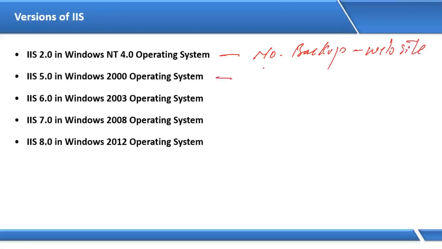But from 2000, Microsoft has given a backup option. But this backup is a manual backup. Manually, we have to take the backup here, right? In 2003 also, Microsoft has given the backup, but the backup is manual.